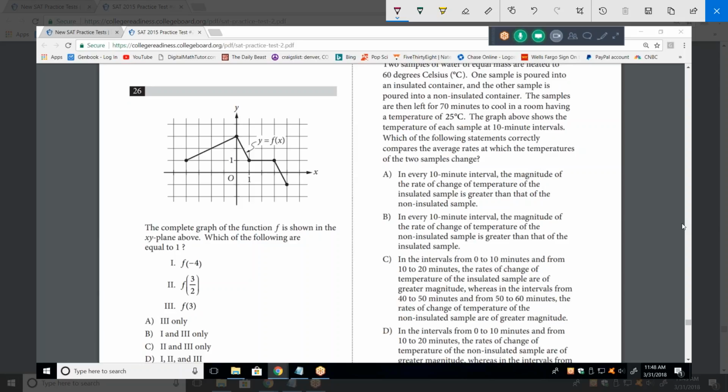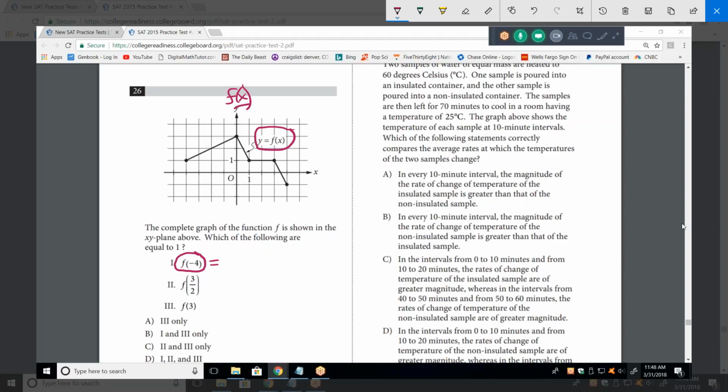Tell me what f of minus 4 is. Okay, when you have that kind of notation, what that is saying is, what is y when x is minus 4? Right there, y is equal to f of x. Okay, so the y-axis, I could really just call that the f of x axis. So what's f of minus 4?